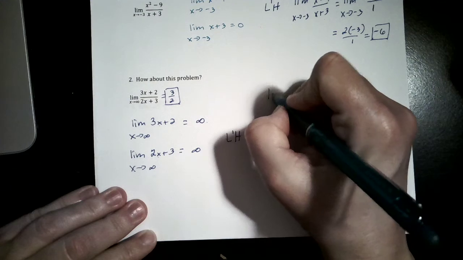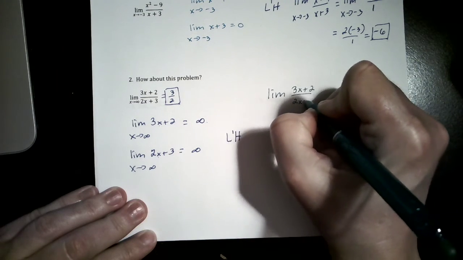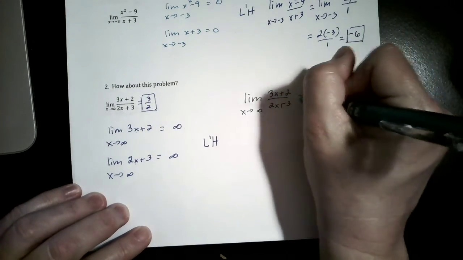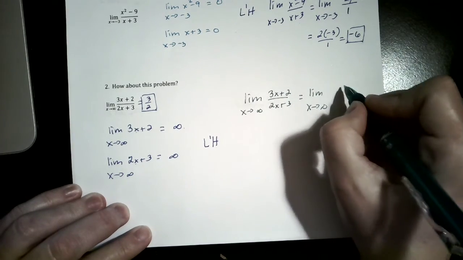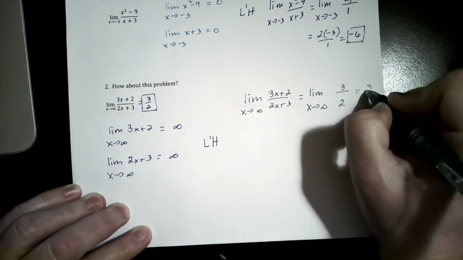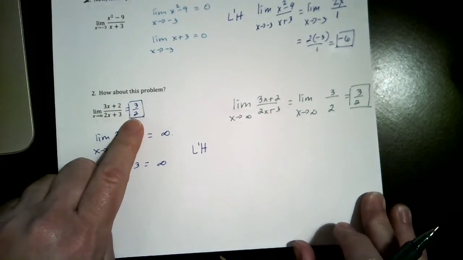Okay, so I'm going to write the original problem. The limit of 3x plus 2 over 2x plus 3 as x approaches infinity equals, now I'm going to take the derivative, as x approaches infinity, the derivative of the top is 3, the derivative of the bottom is 2, and since that's just a constant, that is our limit. And that's what we knew from our shortcuts from pre-calc.